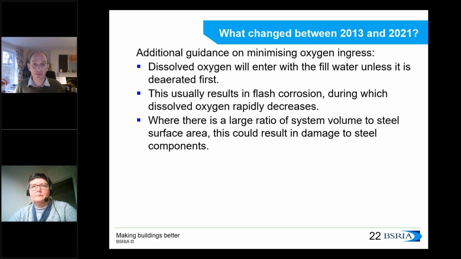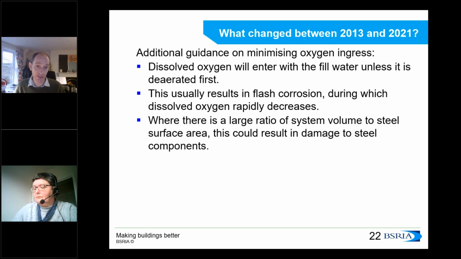We've got some additional guidance on minimizing oxygen ingress. As I've said, this is really important. Normally, in most systems, the system is initially filled with mains water. That's got oxygen in it. In other words, it's aerated. What usually happens then is that you get what we call flash corrosion. In other words, all the oxygen in the water reacts with the steel surface of the pipes and causes a thin, harmless layer of corrosion.